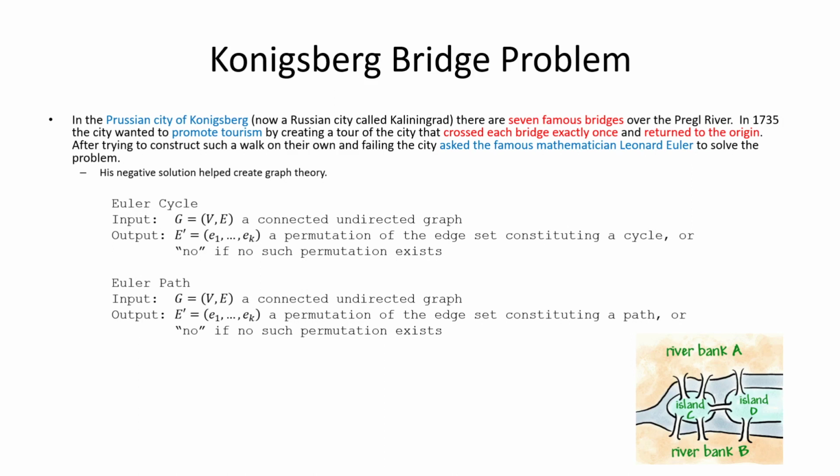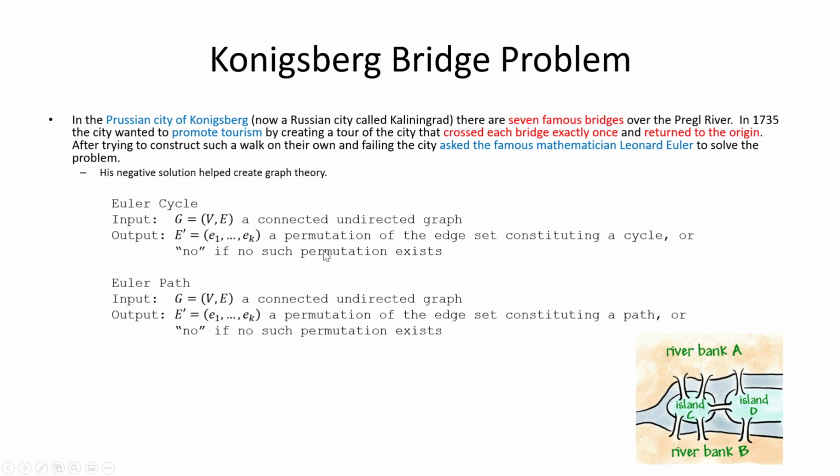And Euler, a mathematician, didn't want them to have to take his word for it, so he decided he was going to have to go and prove it. And his proof and the effort he put in there helped to start graph theory, which is what we're talking about right now. And so here I've got two versions of this problem.